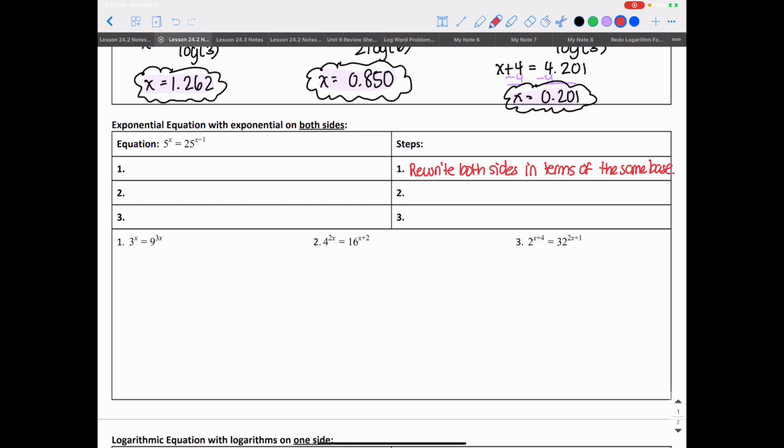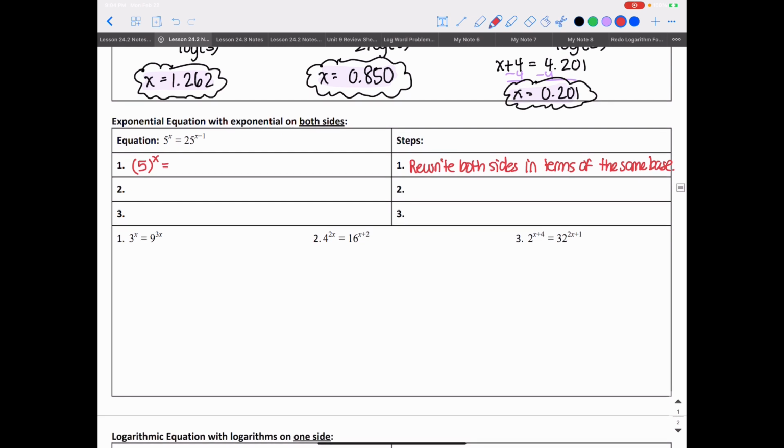So rewrite both sides in terms of the same base. And for this example, that would mean 5 and 25. I need to find what base they share in common. Well, that's 5. I'm not going to rewrite the left-hand side. It's just 5 raised to the x power. It's already written base 5.